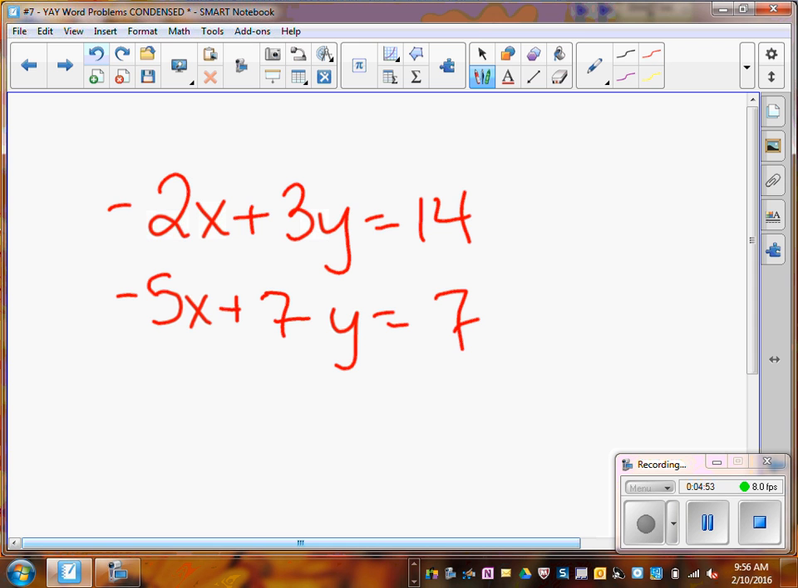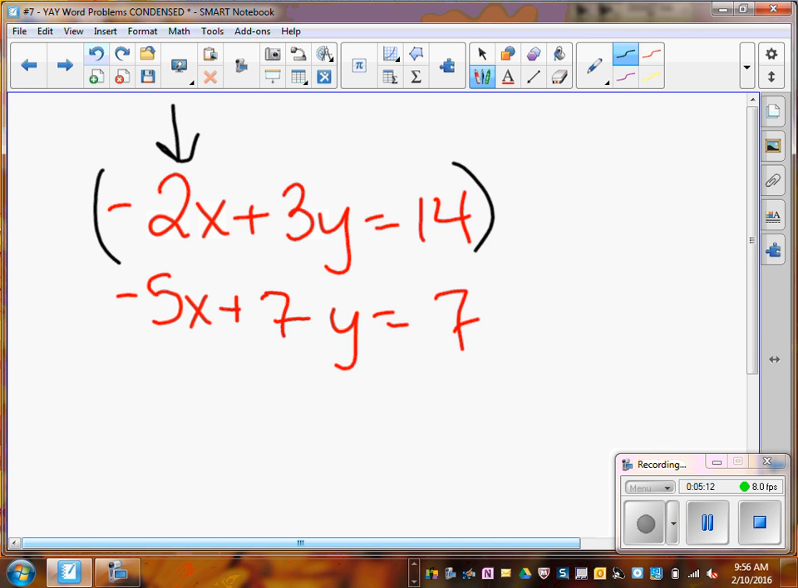Okay, let's say I change this. Can I easily get 2 to be 5 or 5 to be 2? No. Okay, so get 3 to be 7 or 7 to be 3? No, so I need to multiply both equations. What do we want to get rid of, x's or y's? X? Alright, let's do it.